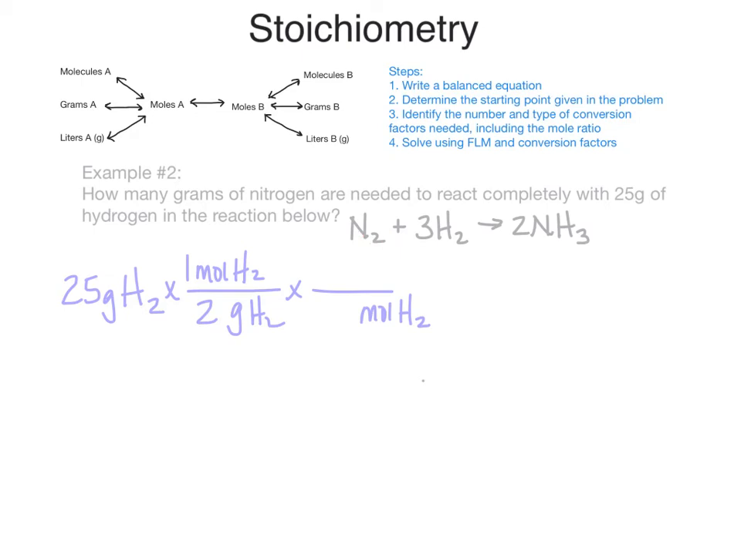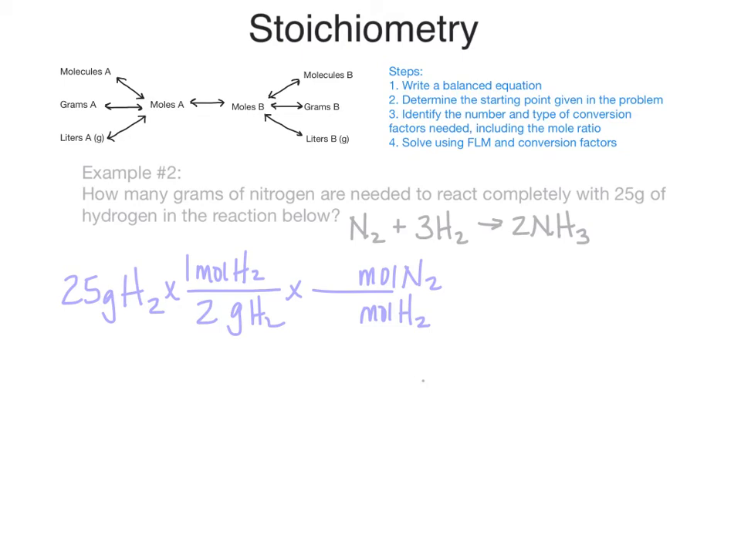So here I'm going to go from moles of hydrogen to moles of nitrogen. And I want to point out that in this problem, I'm actually going from hydrogen, which is a reactant, to my nitrogen, which is another reactant. In stoichiometry, we can start at any point in our chemical equation and go to any other point. So I can go from reactant to another reactant, I can go from reactant to product, I can go from product to another product, or I can go back from product to reactant in order to make predictions about what I'm going to produce or what I need.